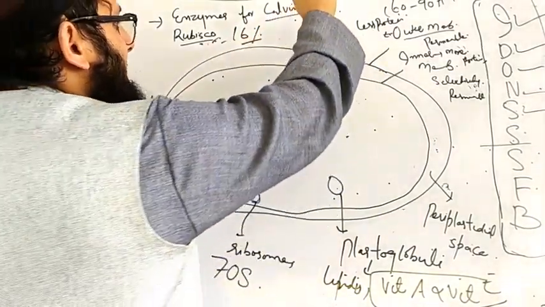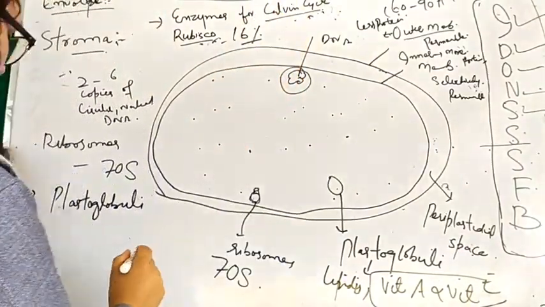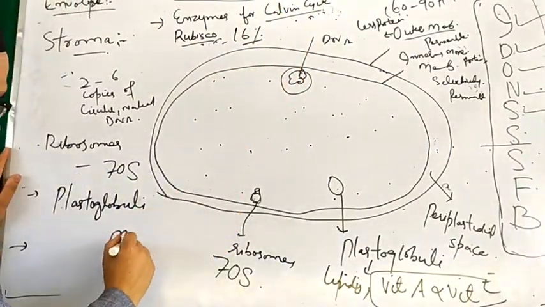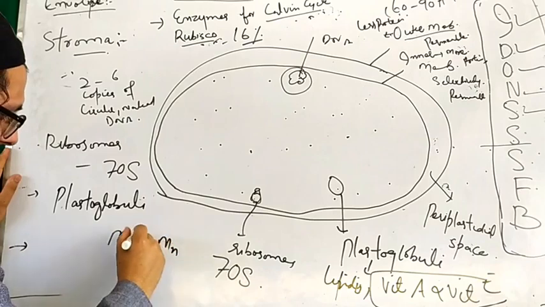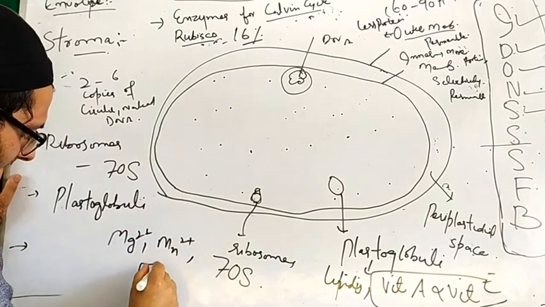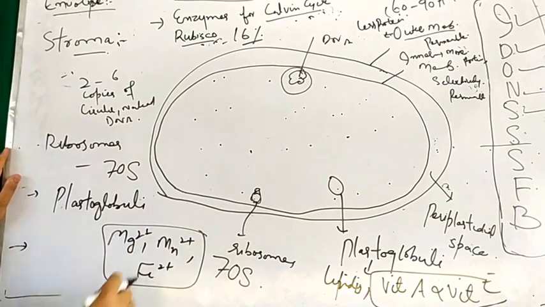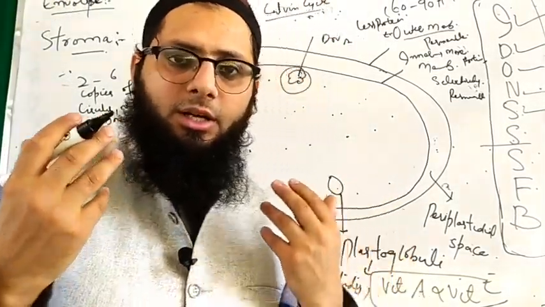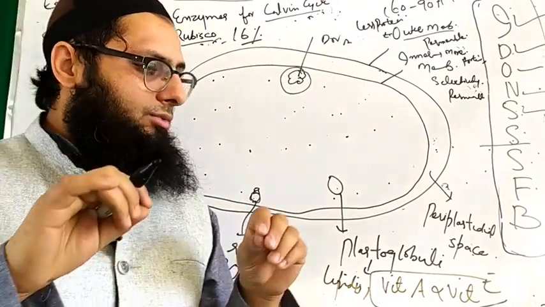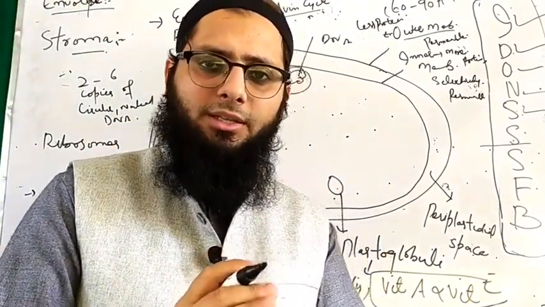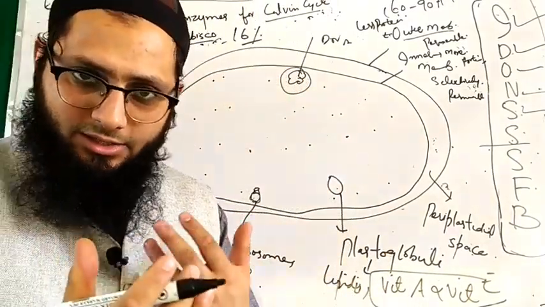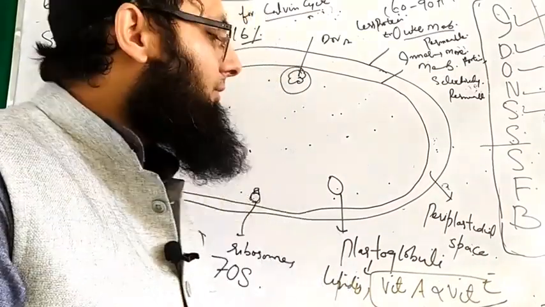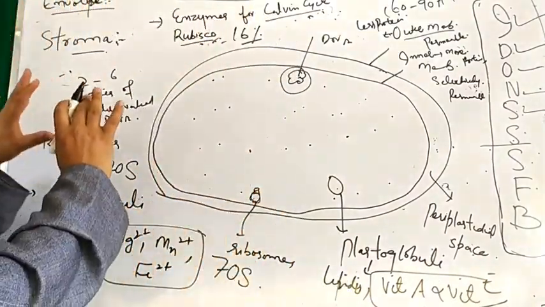Okay, and we do have some cofactors present. We have some divalents over here. We have magnesium, we have manganese dipositive, we have iron as well. So these divalents are always there, because why do we need these divalents? In mitochondria we have them as well, and we have them here as well. The reason being, they act as cofactors. They actually activate the enzymes. This is all about the stroma.